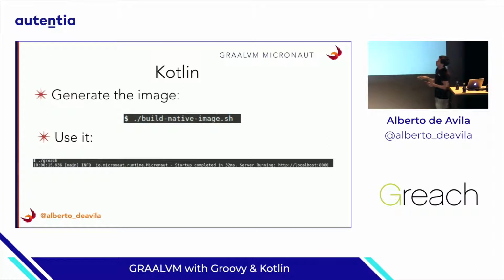So, to generate our image, we can call the script included in Micronaut, the build native image, and when we have the image to execute, we have the option to run the example. And if you look closely, I don't know if you can see it, but it's running in 32 milliseconds. It's really fast, really, not like Spring Boot, as we said.